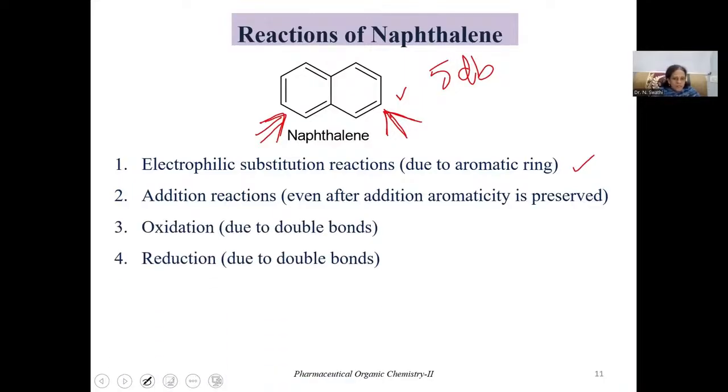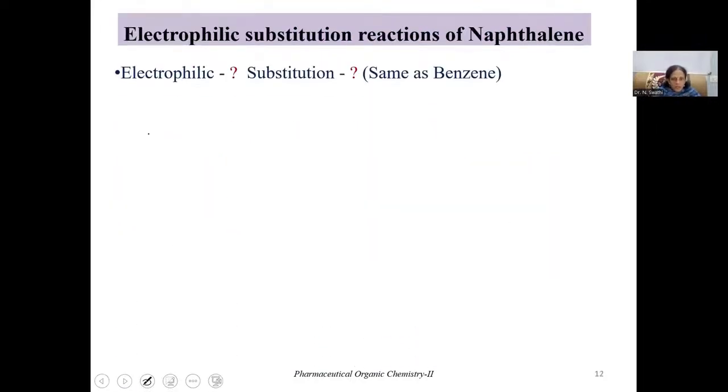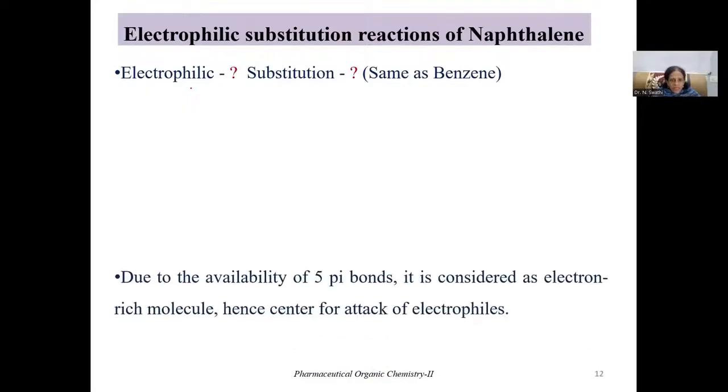Now, due to the presence of double bonds in the structure of naphthalene, it will undergo both oxidation as well as reduction reactions. Now, let us first consider the electrophilic substitution reactions of naphthalene in this particular course video. Why are only electrophiles the preferred attacking groups on naphthalene, and why does only substitution occur? This is similar to the explanation which I mentioned in case of benzene.